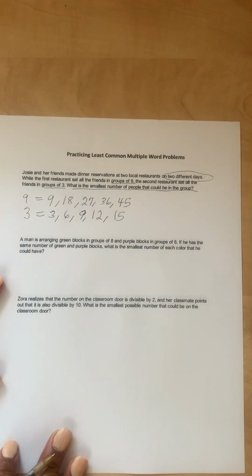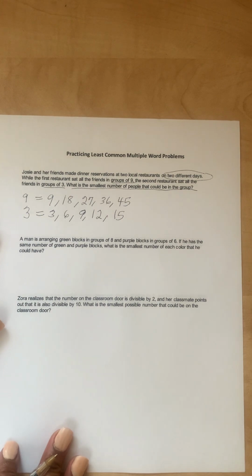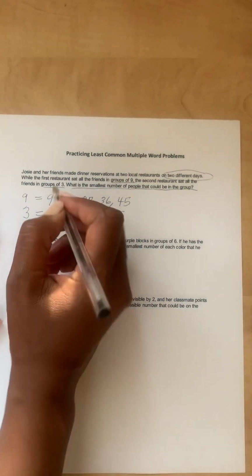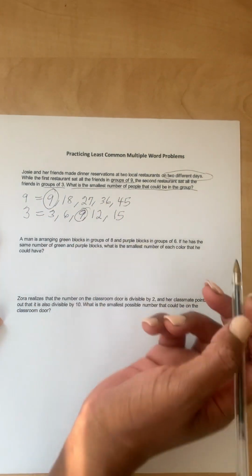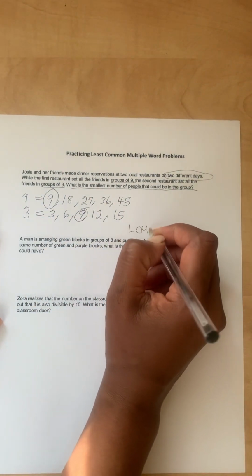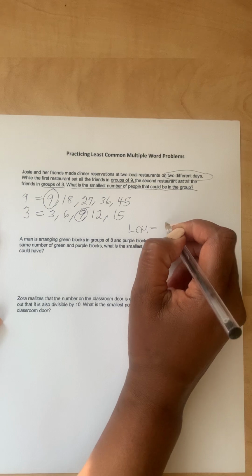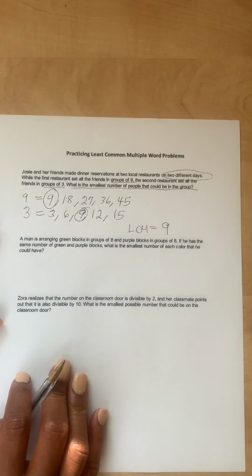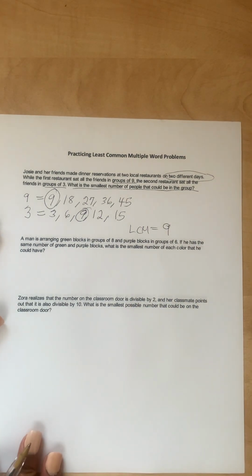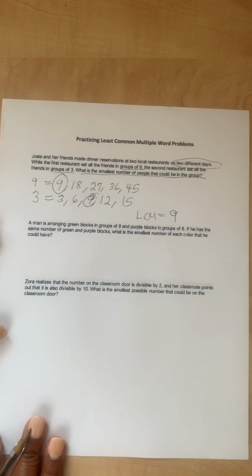Okay, so now that we have our lists, we are looking for the smallest number that appears in both lists. That will be 9. See it? So the LCM, or the least common multiple, of 9 and 3 is 9. That's it. Let's try the second one.